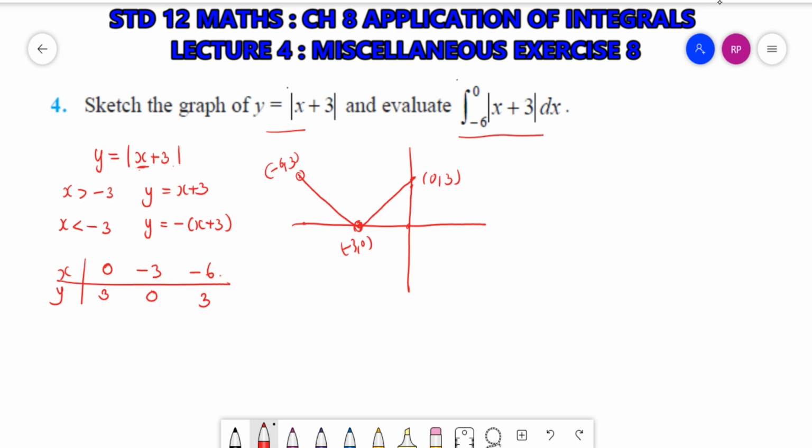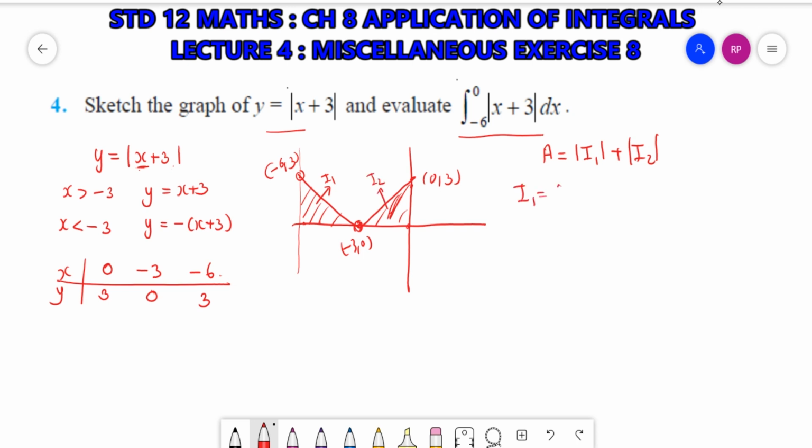Okay, so this is a V-shaped graph. So the area that you have to find out, this is the corresponding area. There are two methods. First, you can write down like this: A equal to modulus of I1 plus modulus of I2, where I1 will represent this one, and I2 will represent this one.